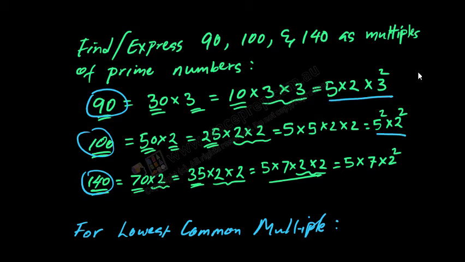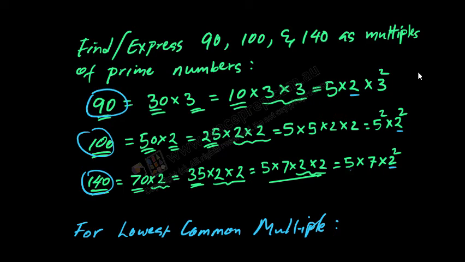For the second one, we have 5 times 2 squared. And for the last one, we have 5 times 7 times 2 squared. Now, first of all, we see 2 things here. We see 5 is a common factor in all 3 cases. What we also see is 2 is also common in all 3 cases. Now, definitely 2 is lower than 5, so if anything, 2 would be the lowest common multiple.